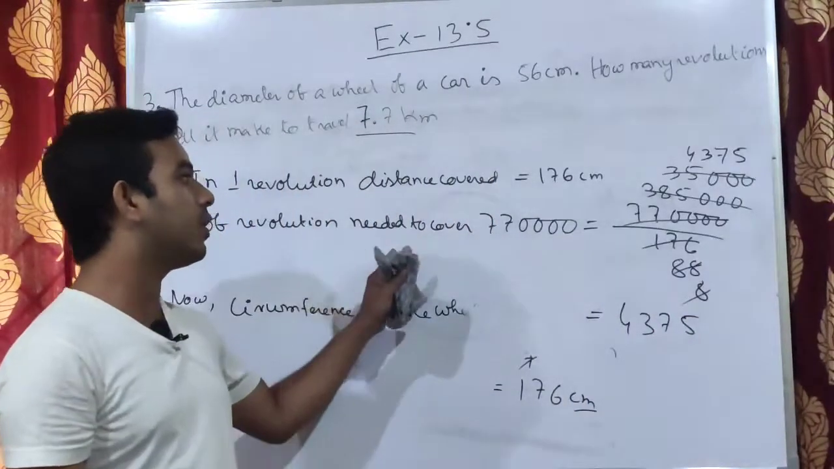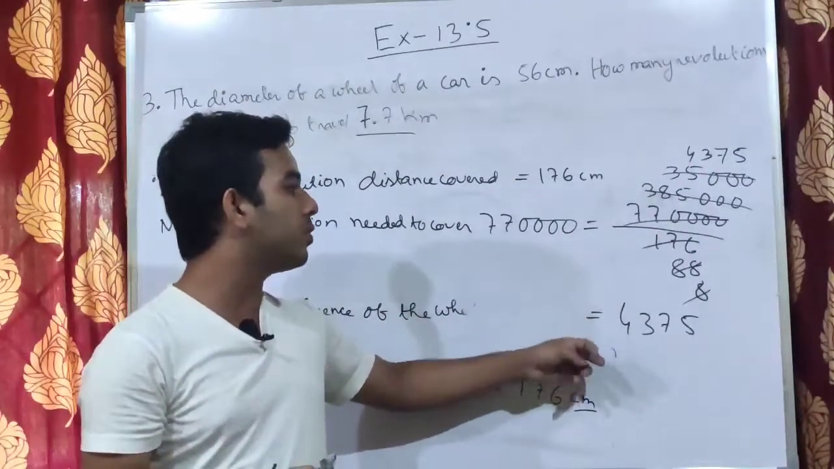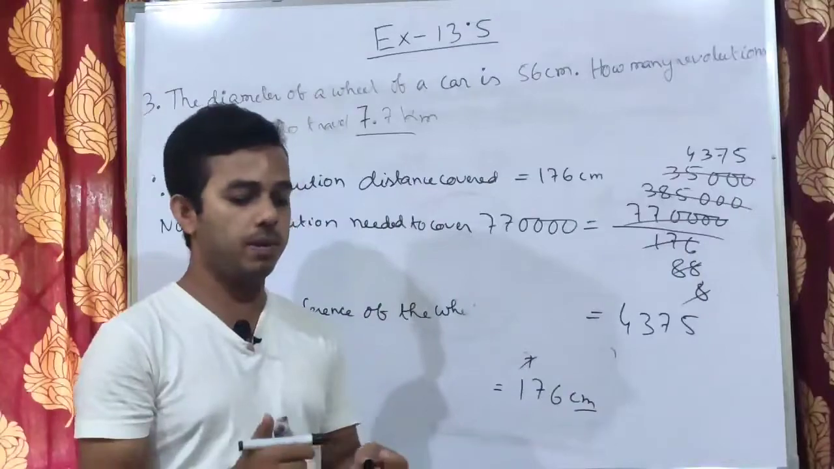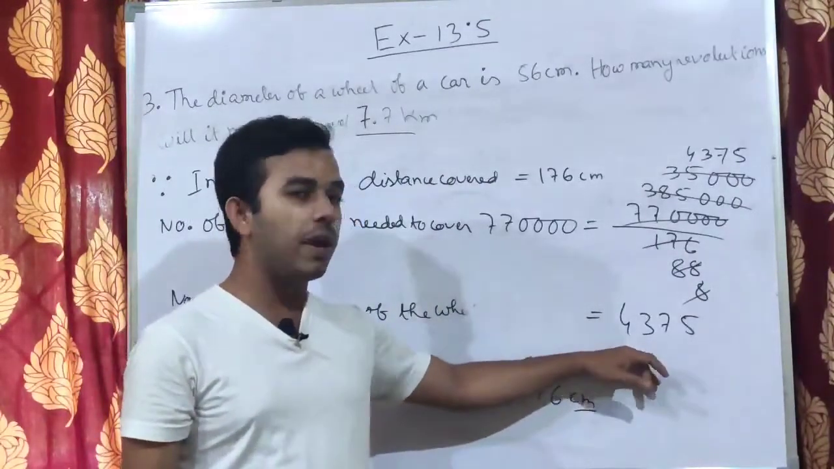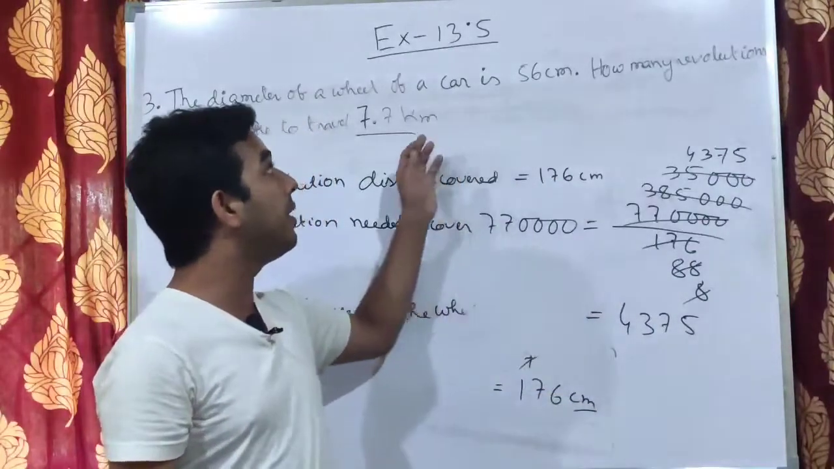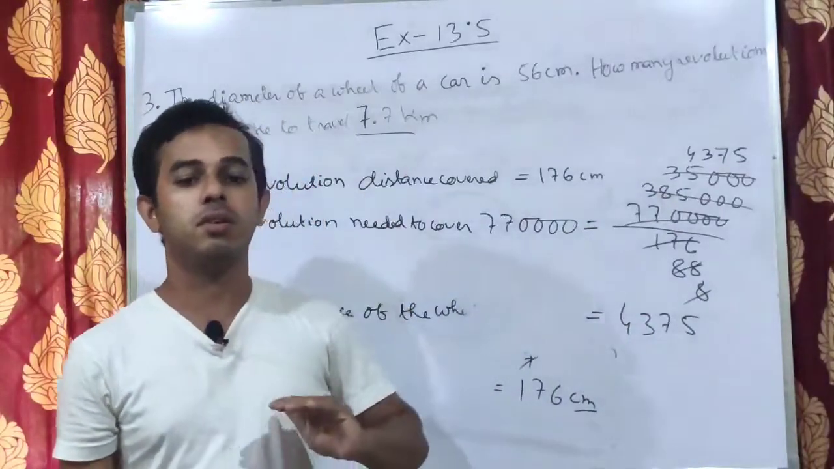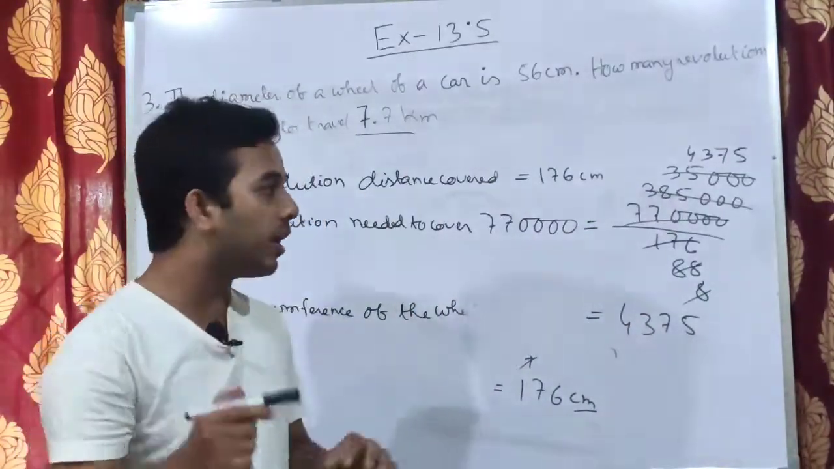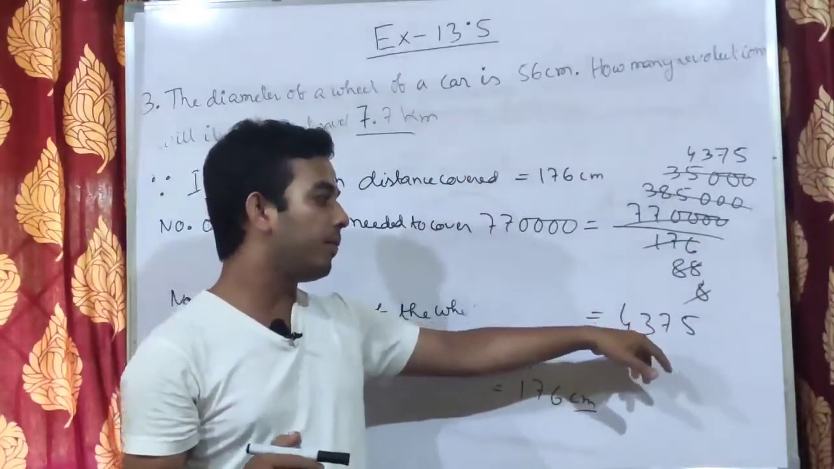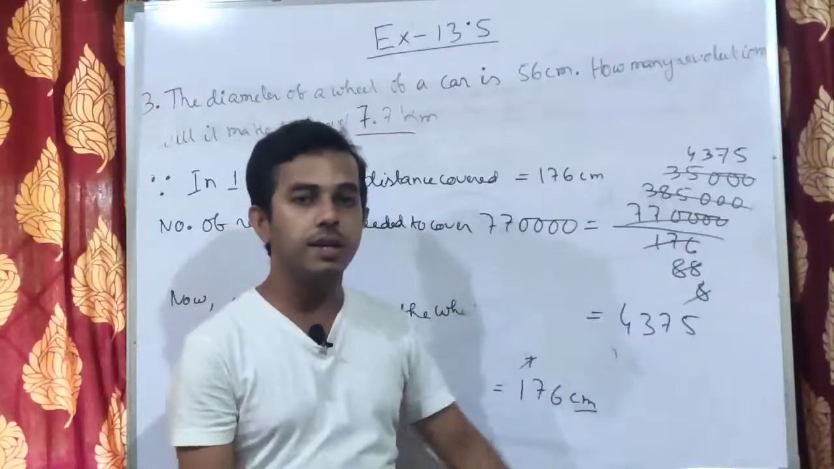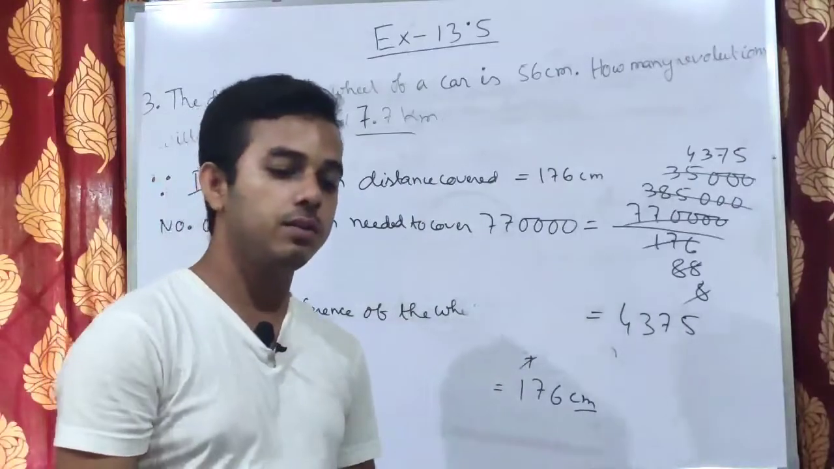Therefore, the number of revolutions needed to cover 7,70,000 centimeter is 4,375. So if the wheel, having diameter 56 centimeter, rotates this number of times, it will cover this distance. That means if the wheel's diameter is 56 centimeter and it rotates 4,375 times, it will cover this distance.